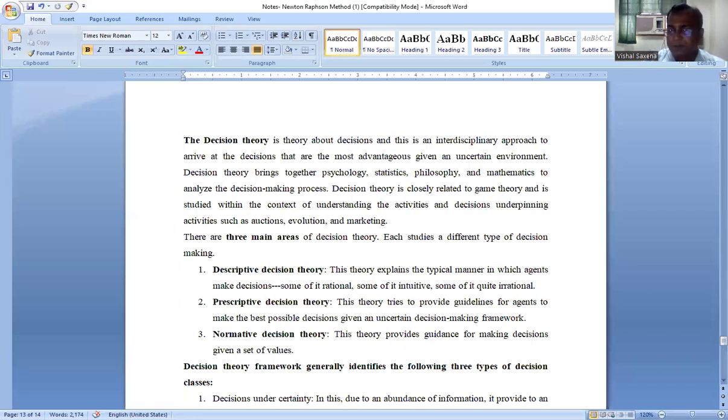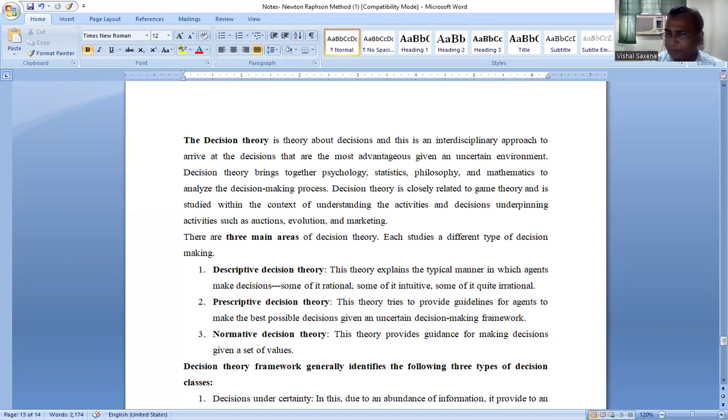Second is prescriptive decision theory, and this theory tries to provide guidelines for the agents, for the researcher, to make the best possible decisions given an uncertain decision making framework. When the conditions are not certain for the decision maker, how to make the decision can be studied in the area of prescriptive decision theory, which deals with the uncertain area.